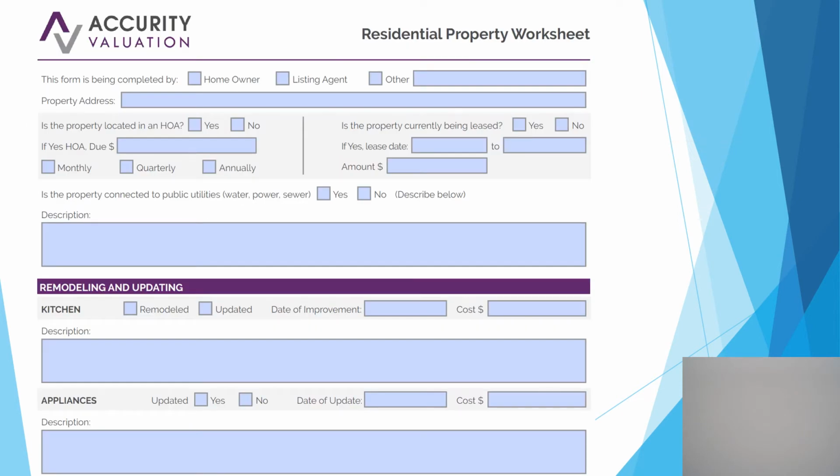The worksheet is designed to break the property into its component parts, talking about the various elements that are required to be reported in the appraisal, such as remodeling or updating of a kitchen, when it was done. I always like to get the cost information along with a description. The same with appliances and other elements associated with that part of the property.